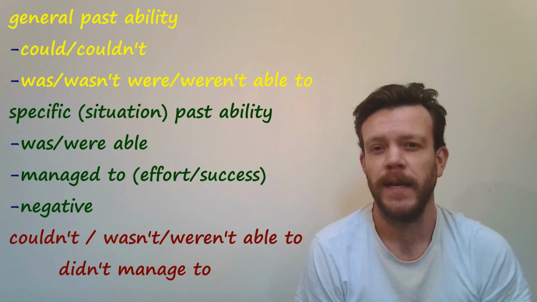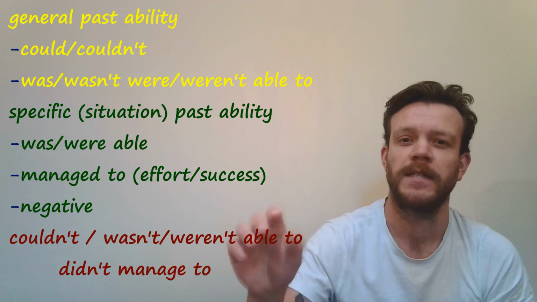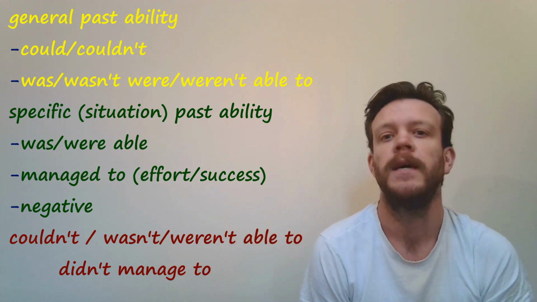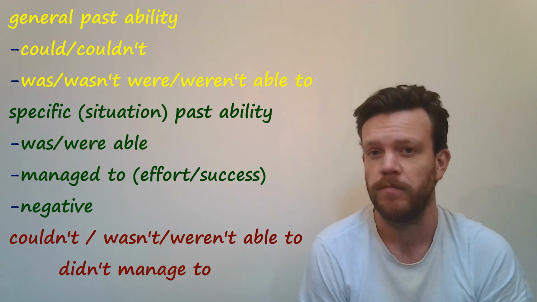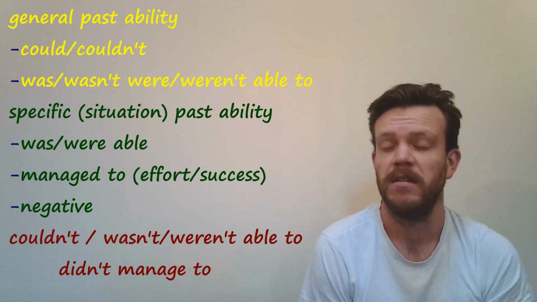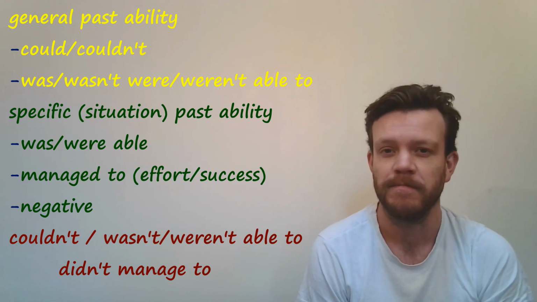So that's basically it for today. Just be careful when you're talking about specific situations in the past. In the affirmative, we need to use was, were able to, or managed to. For general ability, use could. And for negatives, you can basically do what you like.